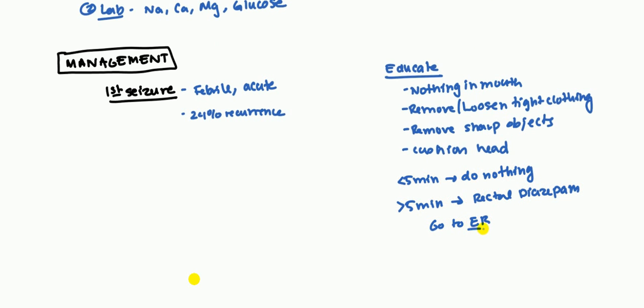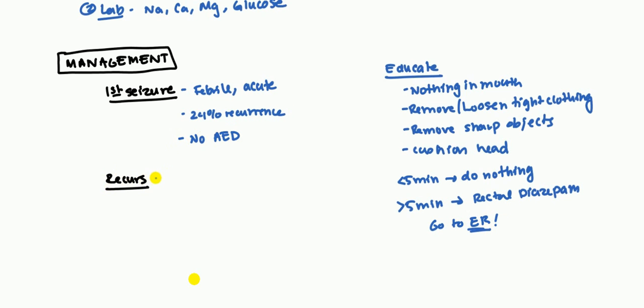The thing that you're worried about is, if it lasts greater than 5 minutes, it can be status epilepticus. So you want to go to ER as soon as possible. And so overall, after first seizure, you do not want to give anti-epileptic drugs. Now, what if it recurs?